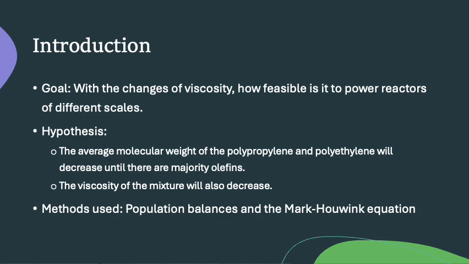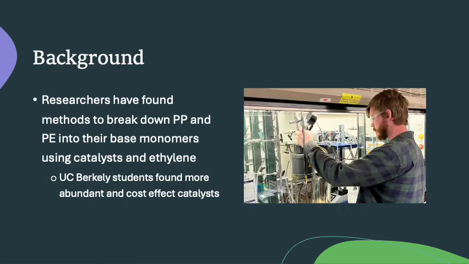For our analysis of the process, we will be looking at the shifting of the average molecular weight over time and how this affects the viscosity of the mixture. Our goal with modeling this problem is to estimate how viscosity changes with the changing of molecular weight. We estimate as the reaction progresses that the average molecular weight of the polypropylene and polyethylene will decrease until there are a majority of olefins in the mixture. As the concentration of the olefins increases, we assume that the viscosity of the mixture will also decrease. We will use the population balances and the Mark-Houwink equation to show this.